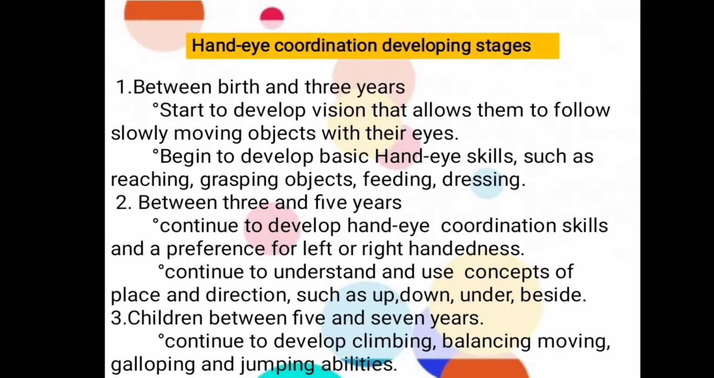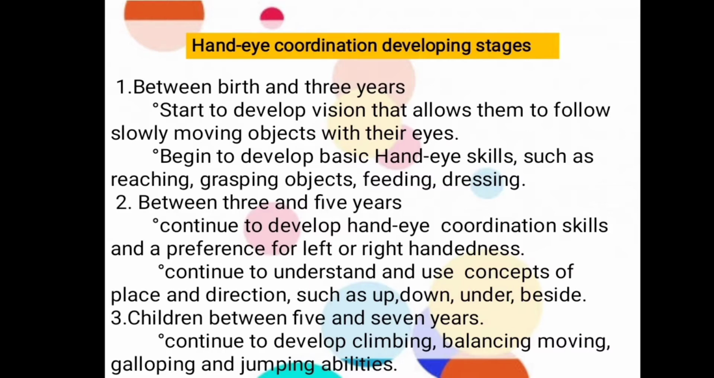The last one is hand-eye coordination development stages. First, between birth and 3 years of age, infants can accomplish the following skills. They start to develop vision that allows them to follow slowly moving objects with their eyes. They begin to develop basic hand-eye skills such as reaching, grasping objects, feeding, and dressing.